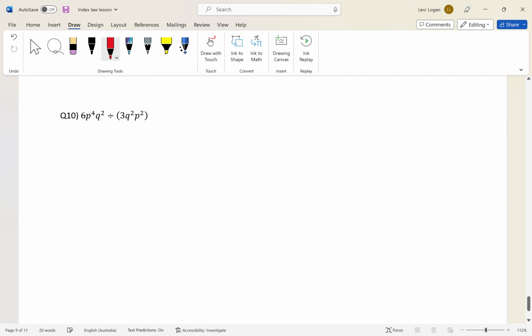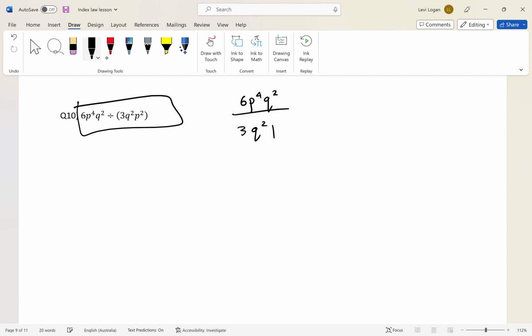And of course, our last question here. If you want to do this last question, feel free to pause the video and have a go. Straight off the back, I'm going to start writing this out a bit differently. I'm going to write this as a whole fraction. So I'm going to have 6 times p to the 4 times q squared divided by 3 over q squared over p squared.